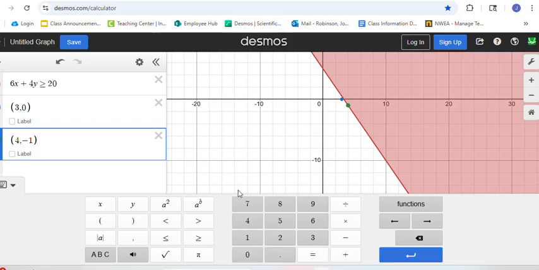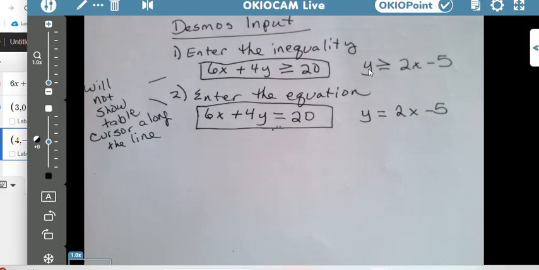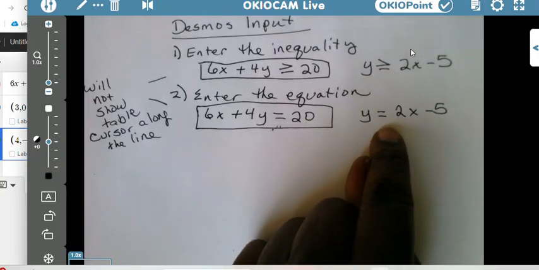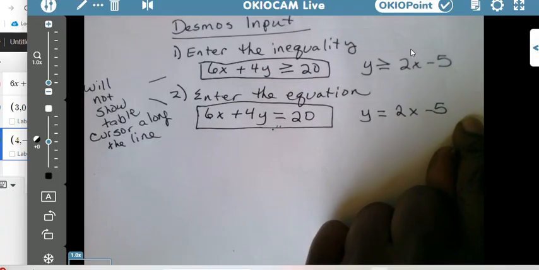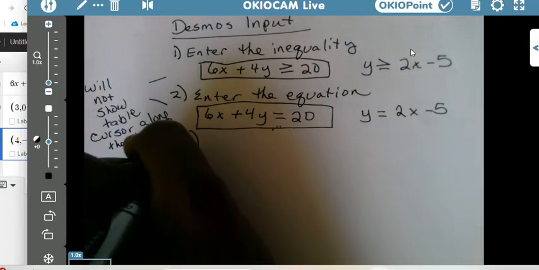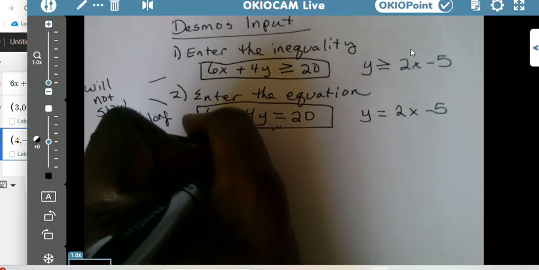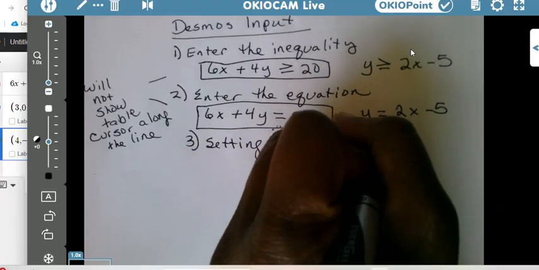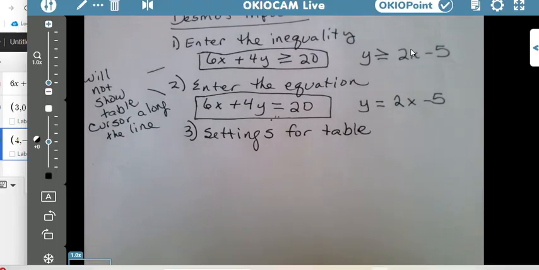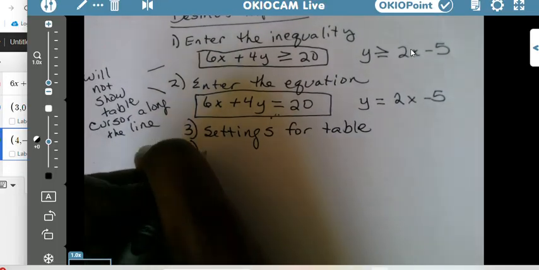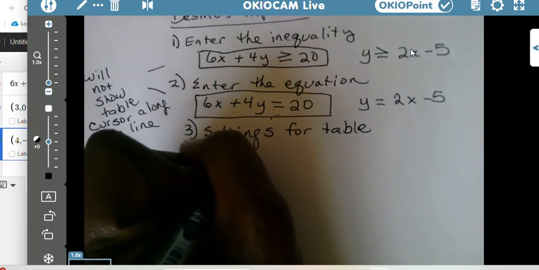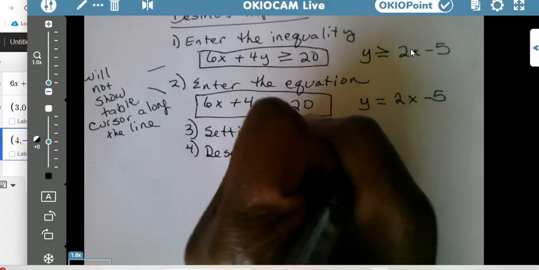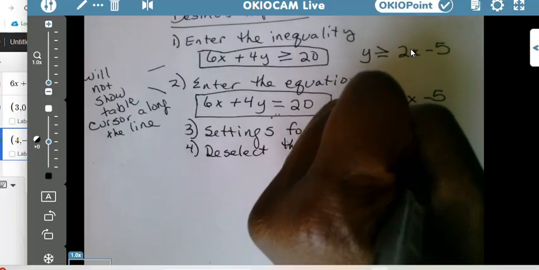Now, what I'm showing you on this other one, real quick, this equation right here, you type it in like that, and then you put the equal sign on the second equation. The third step is to get to the settings for the table. So go to the settings for the table of values and deselect the second equation. Deselect the second equation. I'm going to show you what I'm talking about. And that's the last of the notes, y'all.